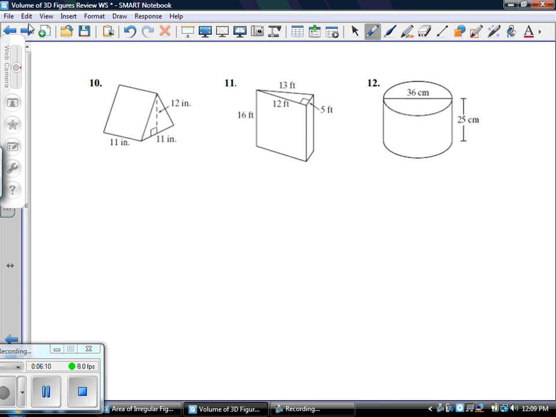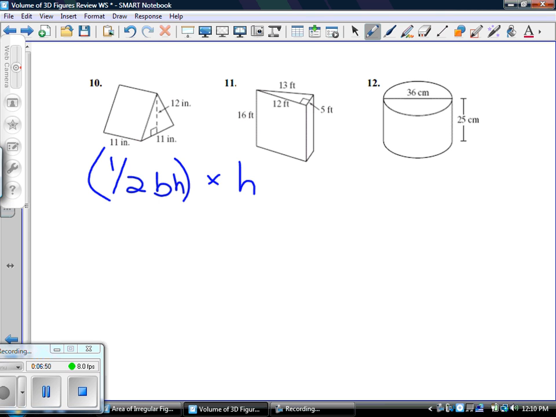Now 10 and 11 look different, but they actually are both triangular prisms. Okay, they both have triangular bases on the ends, and then rectangular pieces that go around them to connect the two triangles. And so for both of these, we will be using the formula 1/2 times base times height, which is the area of the triangle, times the height of the entire figure. So I'll say that again. In parentheses there, that 1/2 times base times height is specifically the area of the triangle. One of them, it doesn't matter which one, okay? Then, the height of the entire figure connects the two triangles.